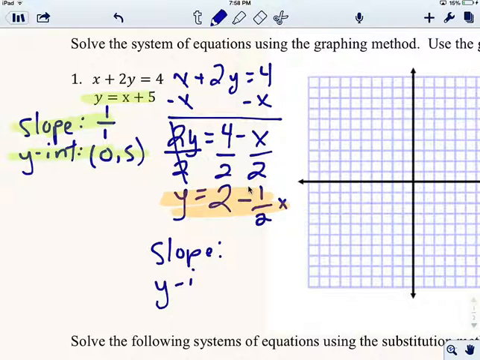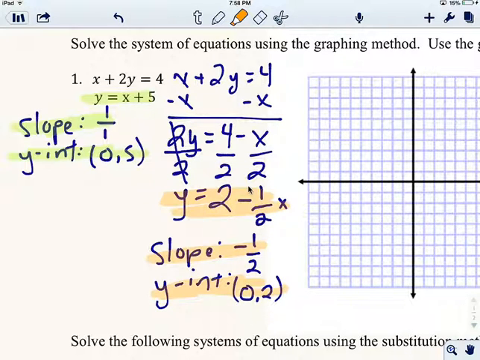Now remember, I want to look at the equation after it's already in y equals mx plus b form because it's a lot easier to come up with my slope and y-intercept from that. So my slope is the number in front of the x, so I've got negative 1 over 2. My y-intercept is the other number, so I've got 0, comma 2. Remember those, it's my slope and my y-intercept for the orange line.